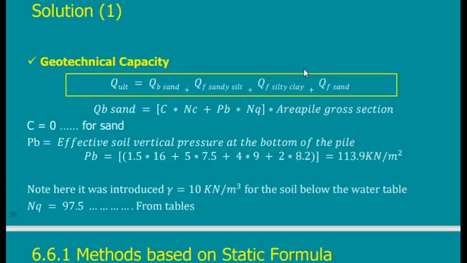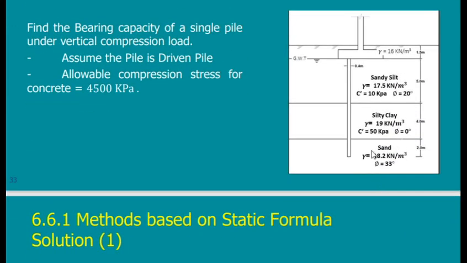No. 8.2. Let's see here. Where is 8.2? Here is 18.2. Yes. Here is 18.2, it will be 8.2. Here is 19, it will be 9. Here is 17.5, it will be 7.5. Here is 16, it will remain 16 because it is above water level. So this is to calculate PB.